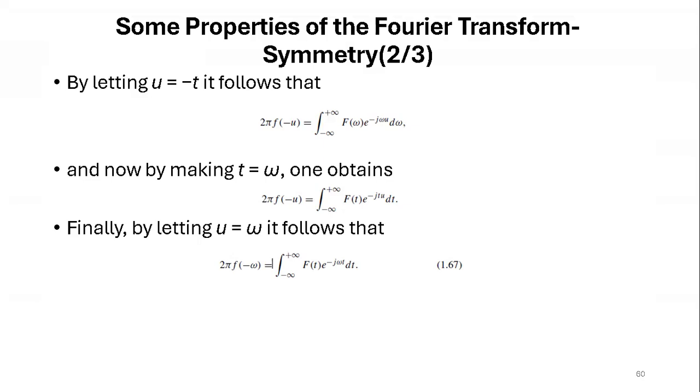And now making t equal to omega, 2 pi f(minus u) is equal to the integral from minus infinity to plus infinity of F(t) e to the minus j u t dt. Finally, by replacing u with omega, it follows that 2 pi f(minus omega) is equal to the integral from minus infinity to plus infinity of F(t) e to the minus j omega t dt.